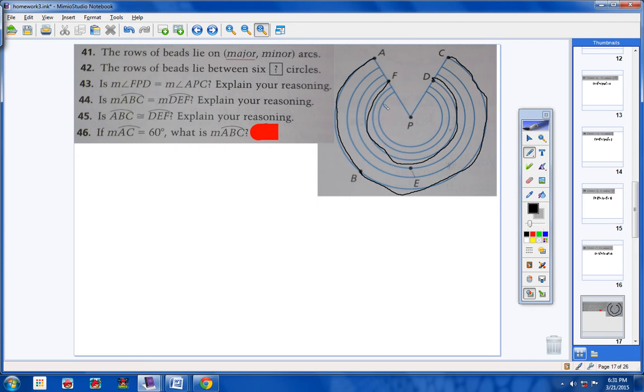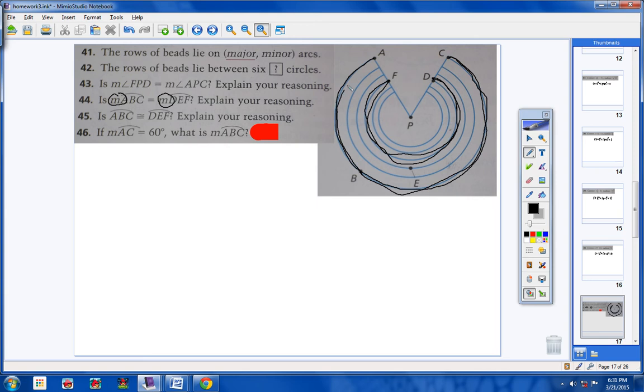I see now what they're getting at, and I apologize for making a mistake. I misspoke at number 44, and I feel really badly about that, but I see what they're saying now. I didn't read number 44 close enough. It says, are their measures the same? And the answer is yes. This arc going all the way around is going to have the same measure as this arc here. How do I know that? Because they have the same central angle.